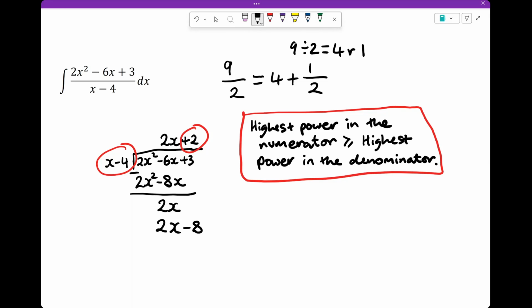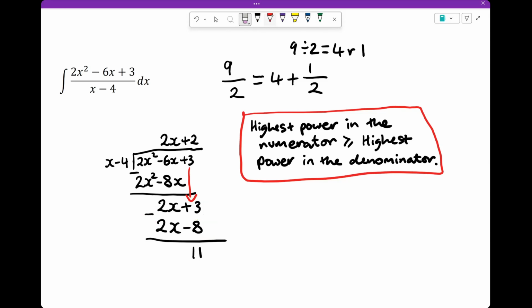Then the other thing I have to remember to do is to carry down the plus 3, which is the constant here. Okay, so if I carry it down to here, I would get 2x plus 3, and then we have to subtract to find the remainder. So we'd have 2x subtract 2x, which is 0, and then we'd have positive 3 subtract negative 8. Subtracting a negative is addition, so we have 3 plus 8, which gives me 11.